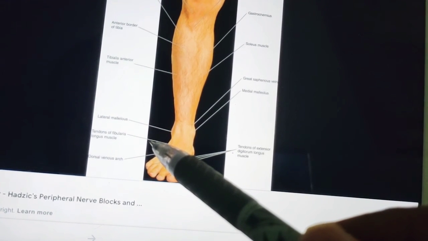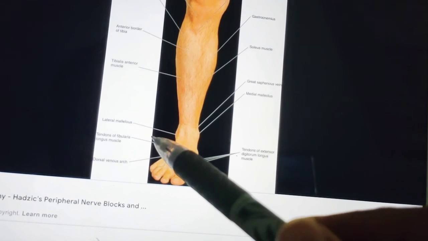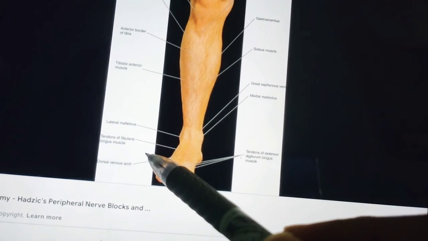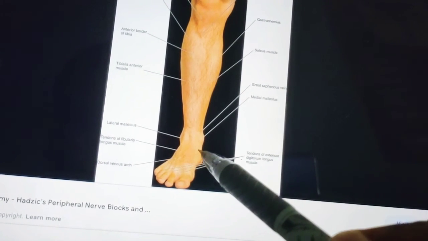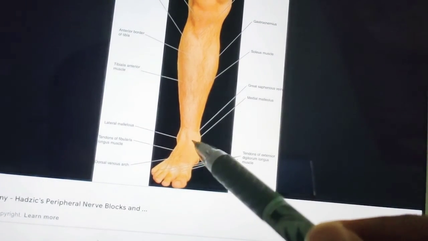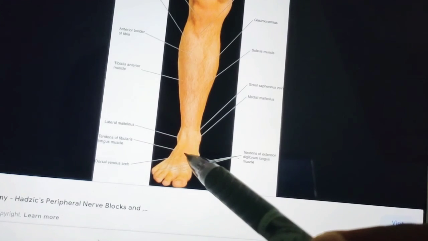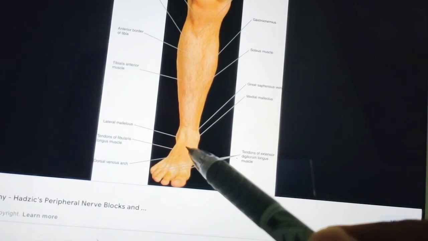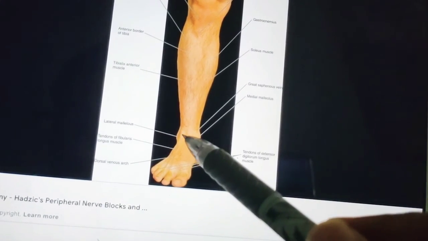Next, coming to the dorsalis pedis artery. Dorsalis pedis artery pulsations are felt best on the dorsum of the foot, about 5 cm distal to the malleoli, and lateral to the tendon of extensor hallucis longus over the intermediate cuneiform bone. So over the intermediate cuneiform bone, somewhere over here, you can feel the dorsalis pedis artery.